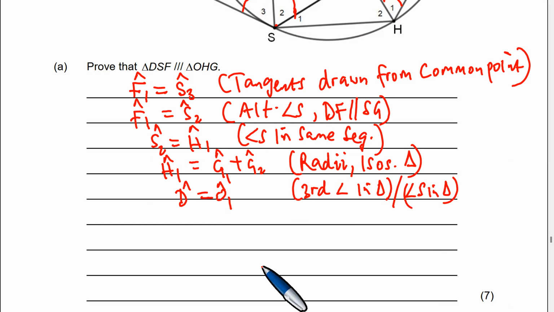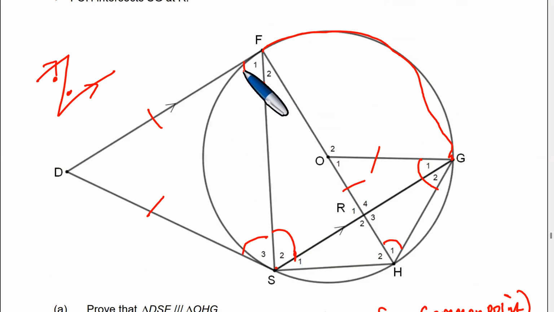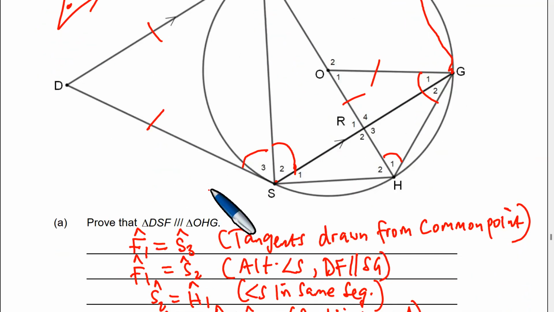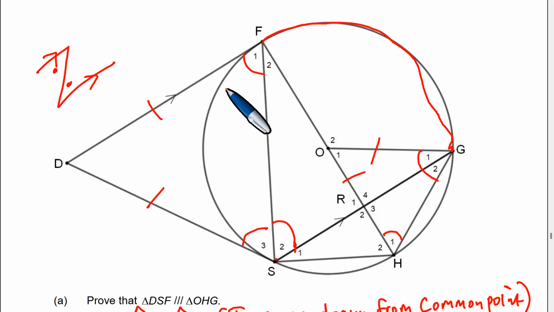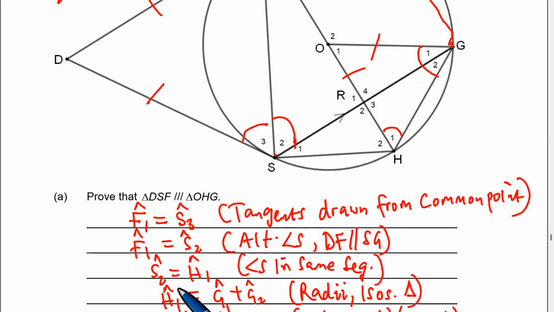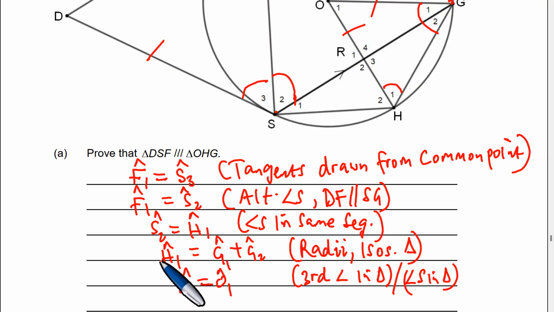Now, what are the most important points here? The most important points are that F1 is equal to S2, and then S2 is H1, H1 is G1 plus G2, and D is equal to that.